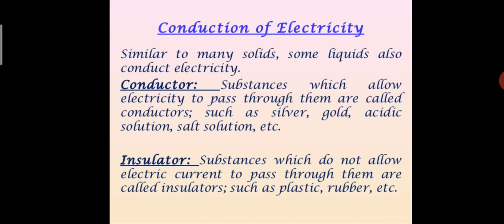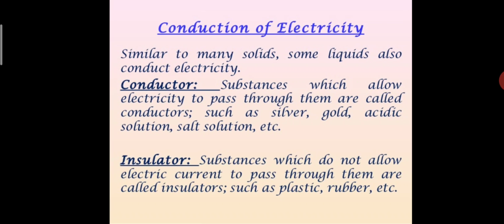Now in this chapter we are going to learn about conductors, insulators, the direction of the electric current, what is conduction, and what are insulators. Okay, so in that context, first of all, our topic is conduction of electricity. Students, we all know about it.